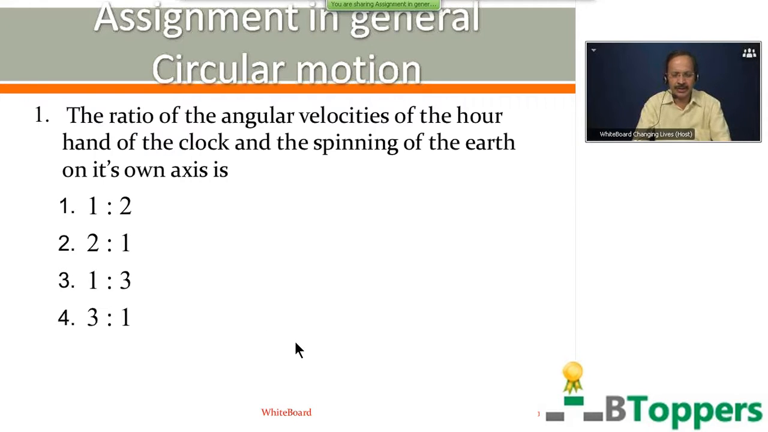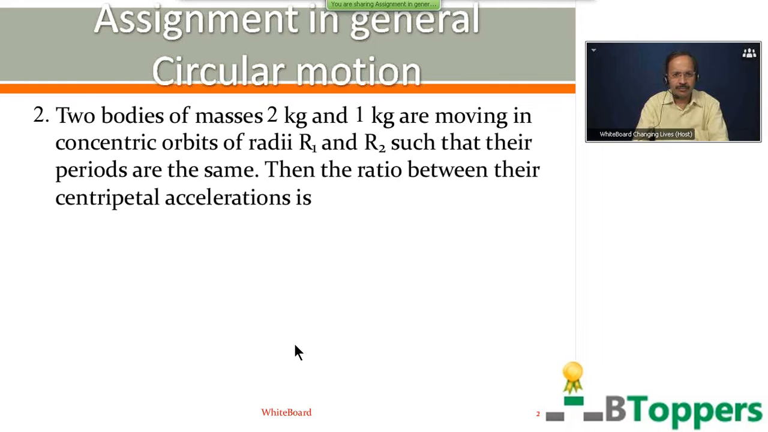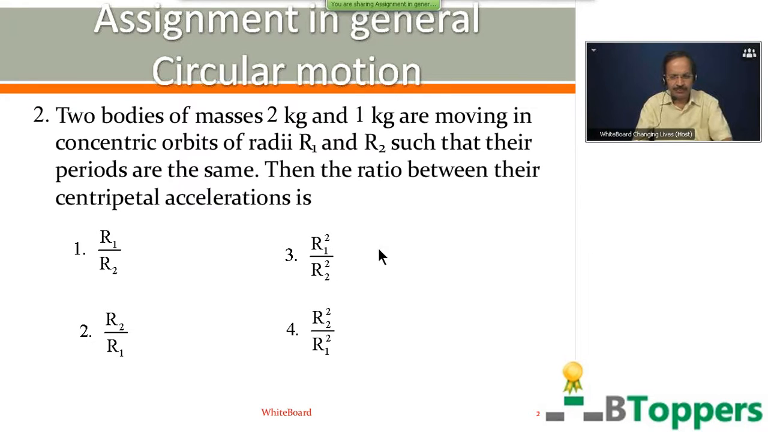I am going to show the next question on the screen. See the question number 2. 2 bodies of masses 2 kg and 1 kg are moving in concentric orbits of radii r1 and r2 such that their periods are the same. The ratio between their centripetal accelerations is.